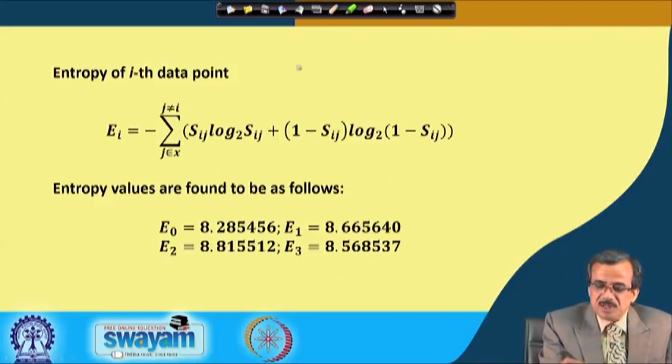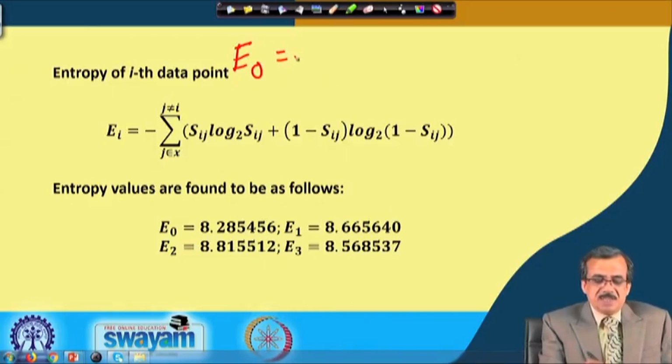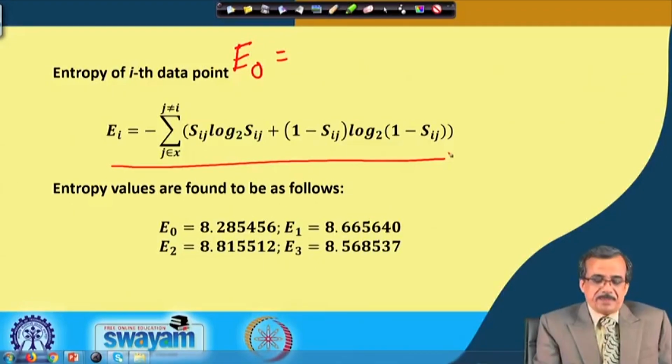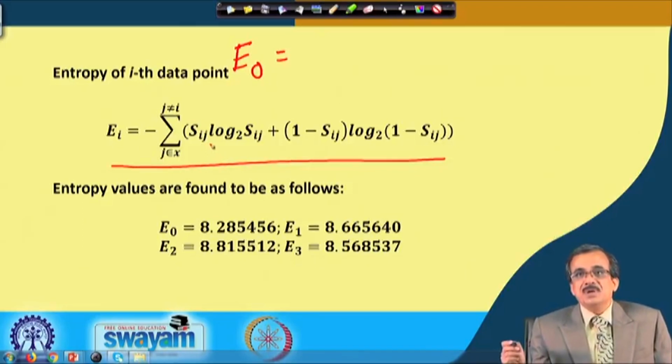So, the first one, that is E0. So, E0 is nothing but, so I am just going to use this particular expression. Here i equals 0 and j varies from what? j belongs to x. So, if it is i equals 0 and j is not equal to i, I will have to start from 1 and I will have to go up to 9.